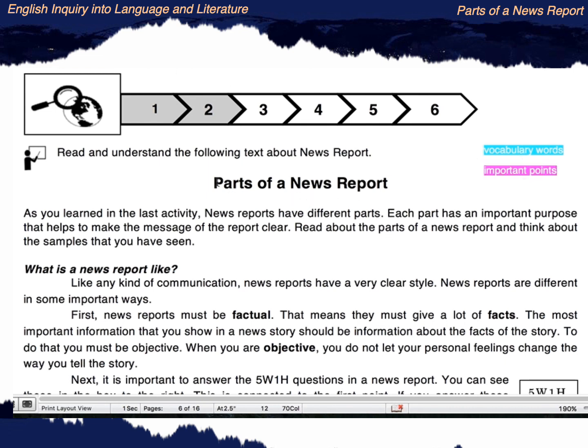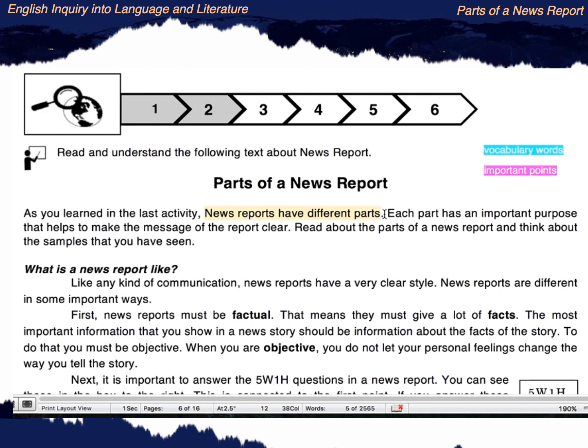Okay, let's start. Parts of a news report. As you learned in the last activity, news reports have different parts. Do you remember the different parts of news report? Yes, very good. There is a headline or a title. What else? There is the writer's name and the place it was written, the time and date it was written. Good. There is also what, where, when, why, how, and the quote. Very good.